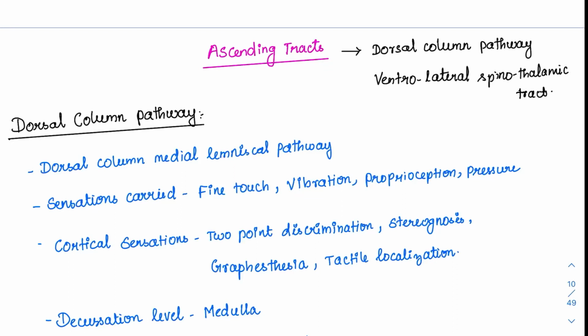Now we are starting with the ascending tracts. Any sensation that is felt has to reach the central nervous system, and only then can the central nervous system perceive the impulse. That is done with the help of ascending tracts.